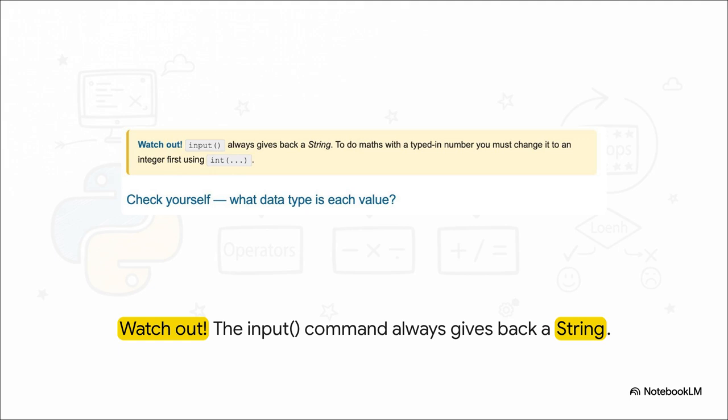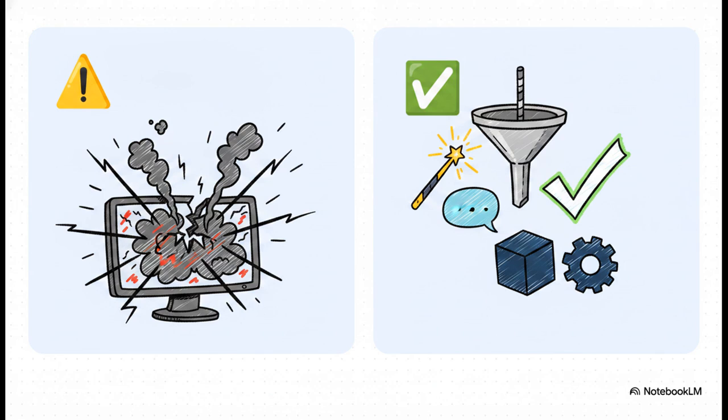And remember my weird question at the very beginning of this explainer? You can't do math on text. So let's look at this trap in action. If you just write age equals input and the user types 12, Python sees the text "12". If you try to add 5 to that, boom, the program crashes. But look at the solution.